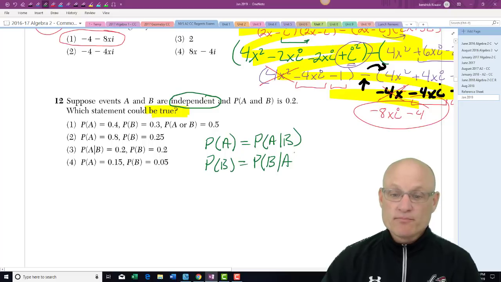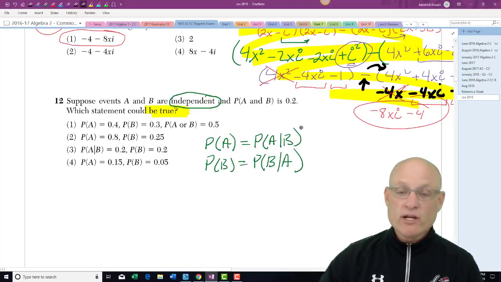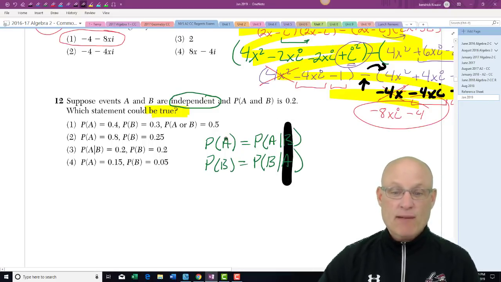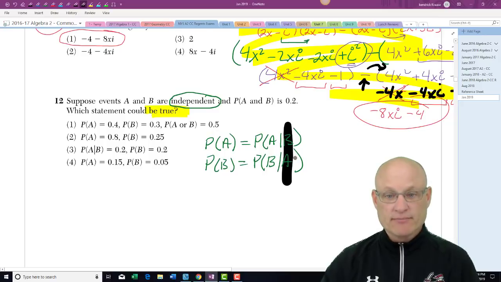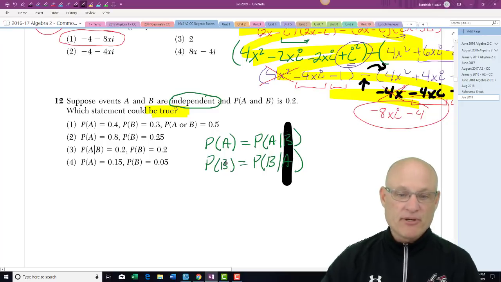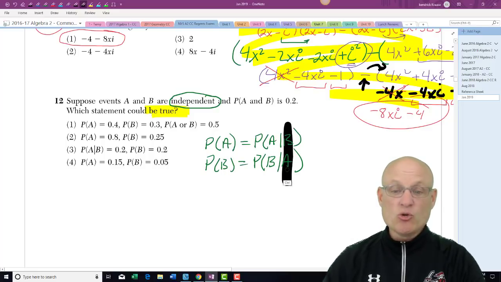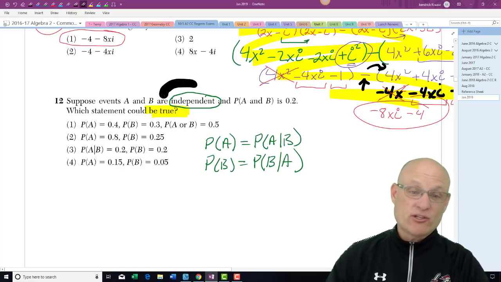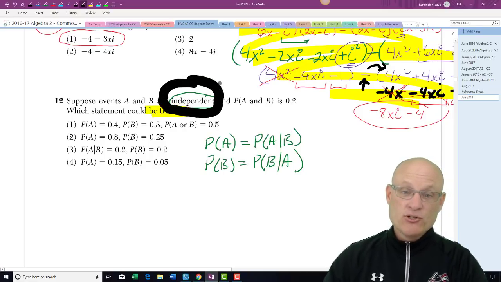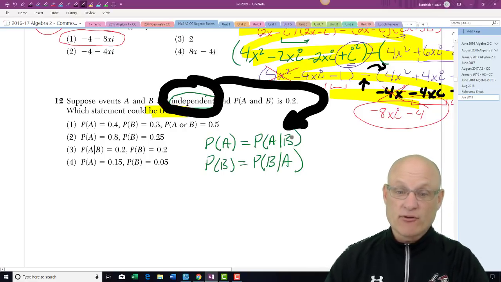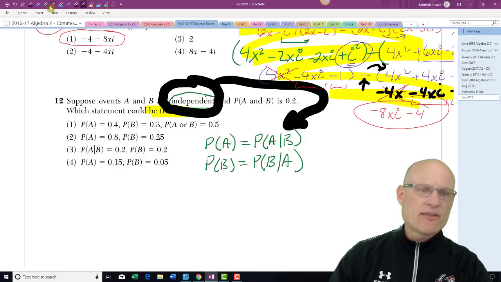In other words, we don't care that this happened. Probability of A is still the probability of A, but B happened. The probability of B is still the probability of B, but A happened. We don't care. So that's two of the independent. So as soon as you see this word independent, you're going to write these three things down. Oh, there's one more. Let me get that third one down for you.